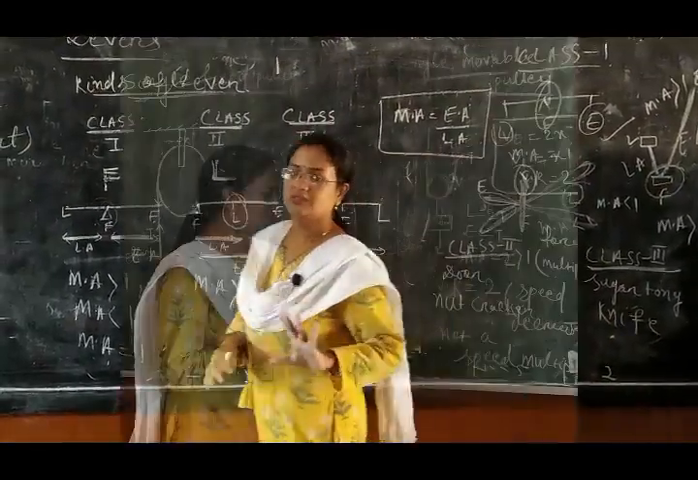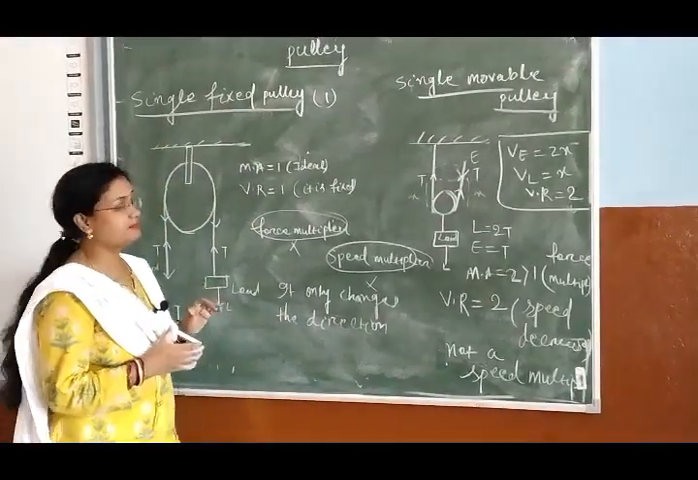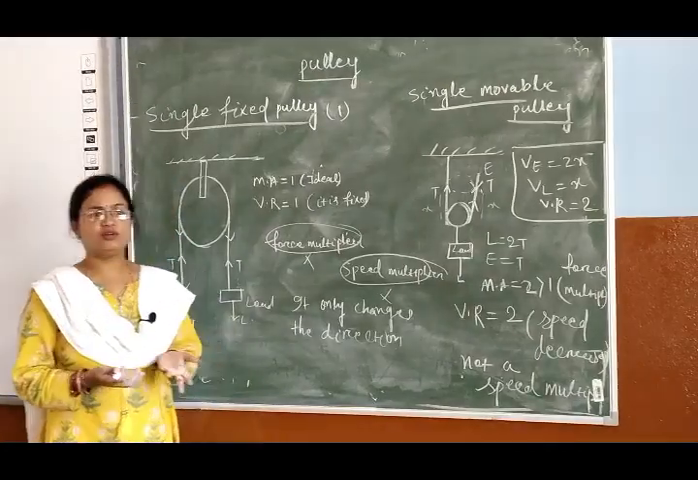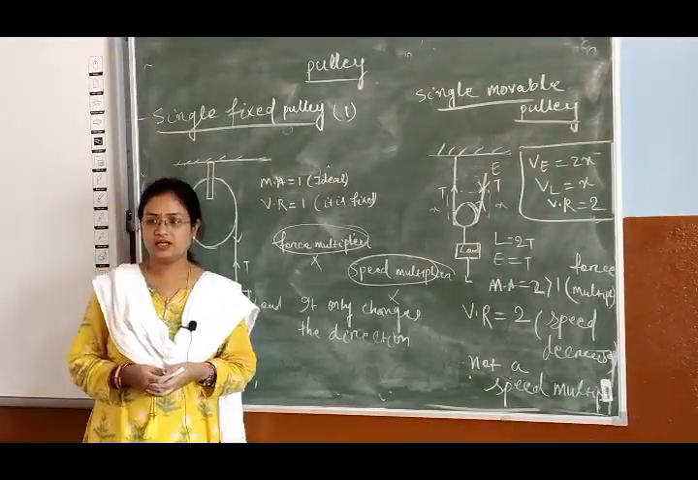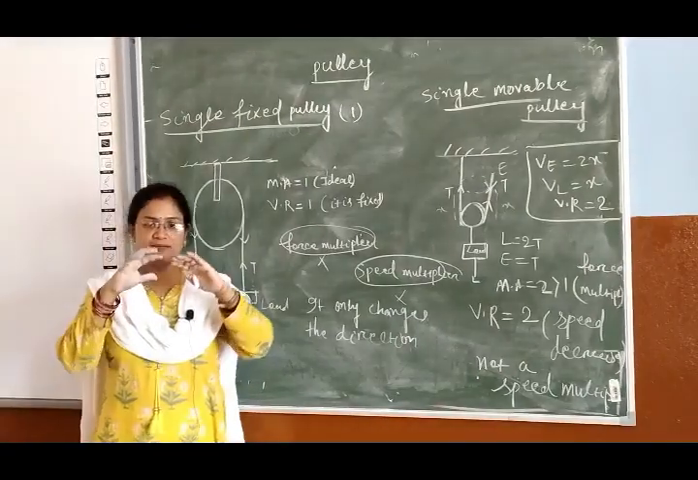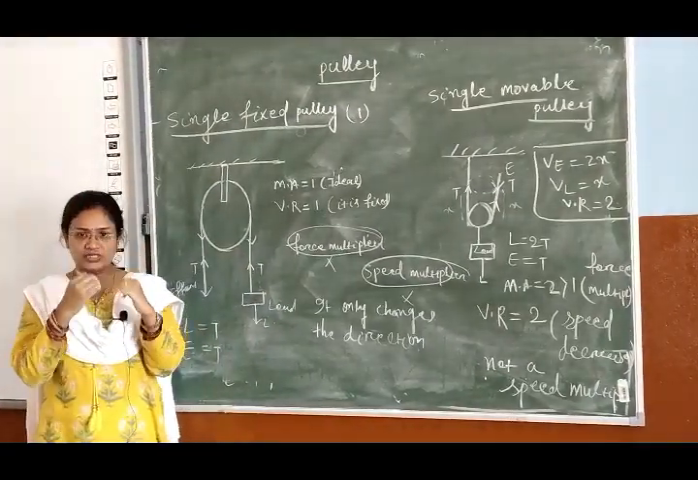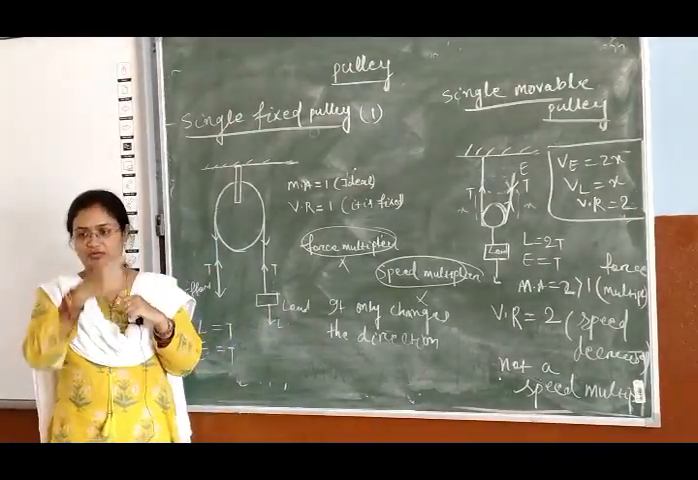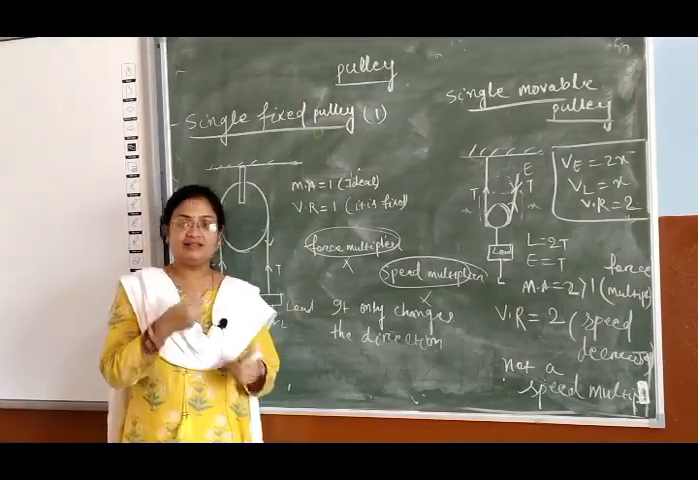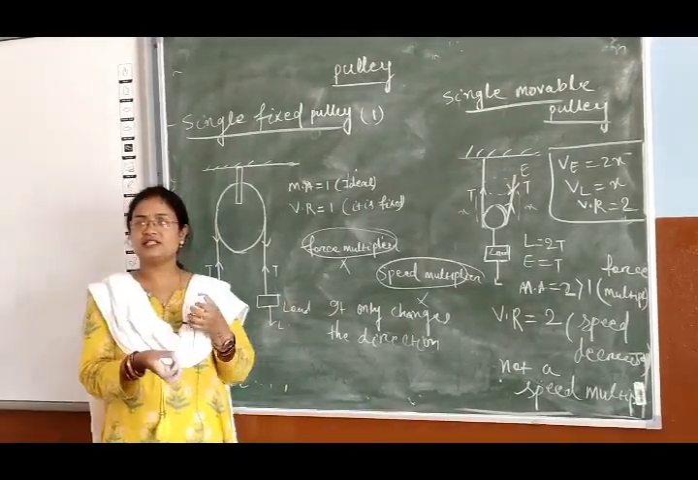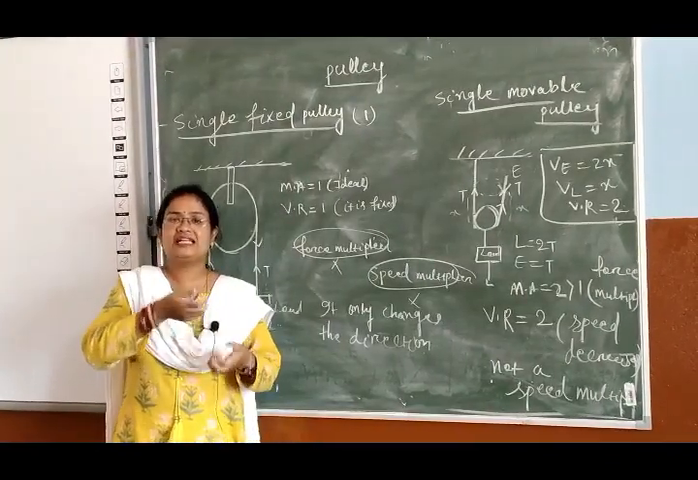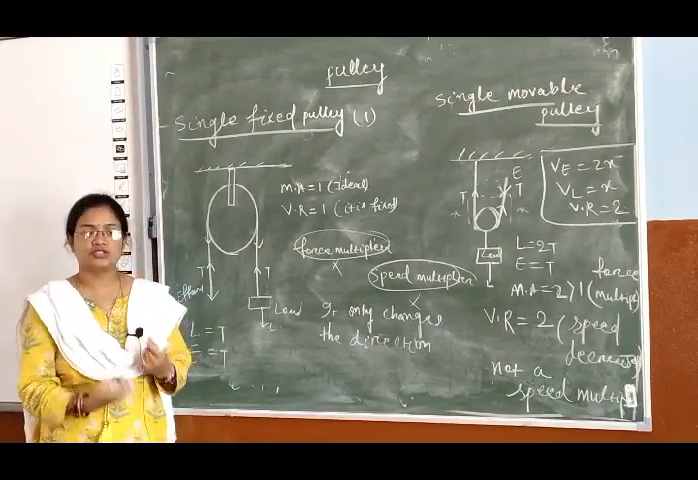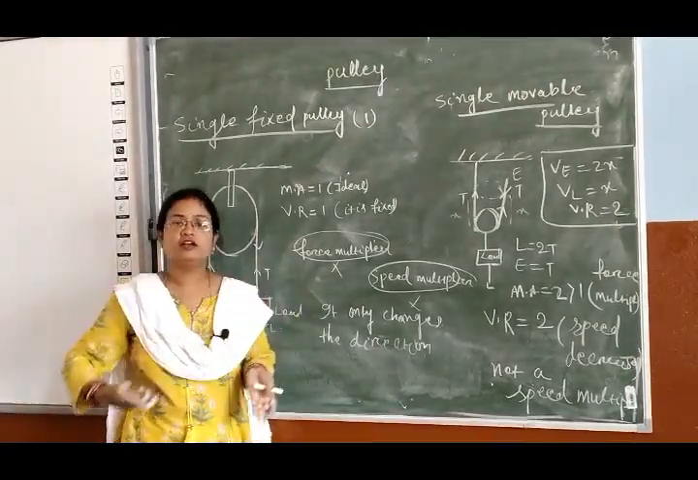Okay. So now we will see the second kind of machine, that is the pulley. Already you have discussed the levers. A pulley is a wooden or metallic ring with a grooved rim, and a rope or string is passed around it. You have seen at a well, when you want to pull out a bucket full of water, if a pulley is there, you give the force in the downward direction and the bucket full of water moves in the upward direction.